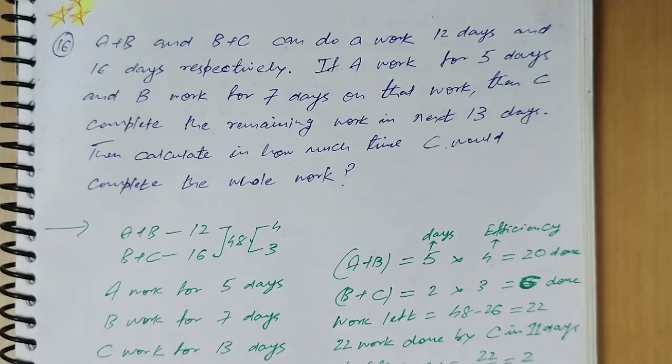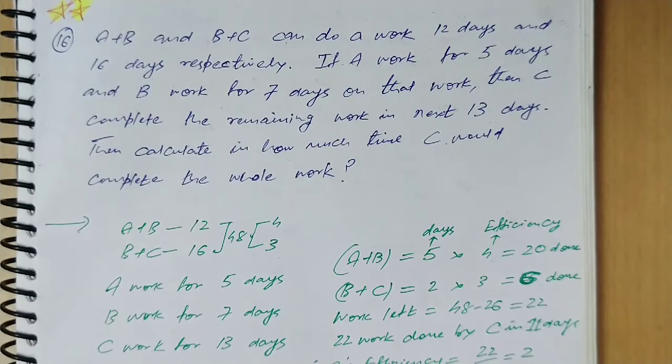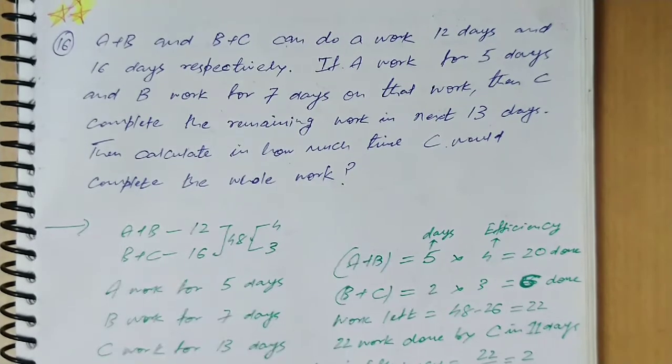Question 16. A plus B and B plus C can do a work in 12 days and 16 days respectively. If A worked for 5 days and B worked for 7 days on that work, then C completes the remaining work in the next 13 days. Then calculate in how much time C would complete the whole work.